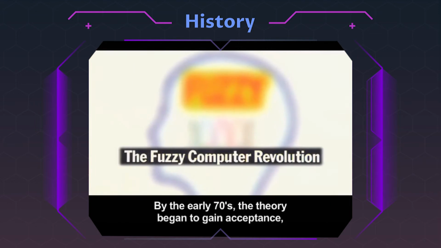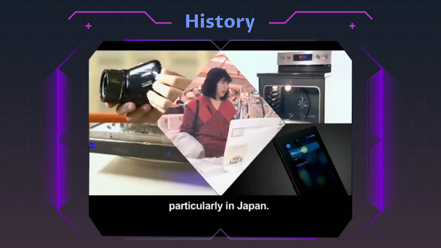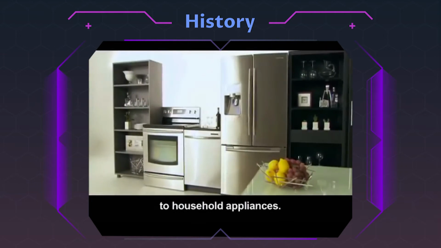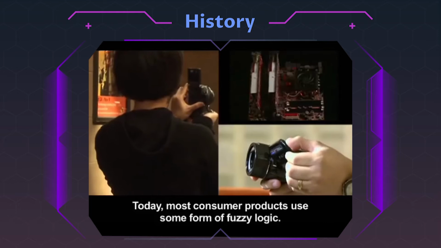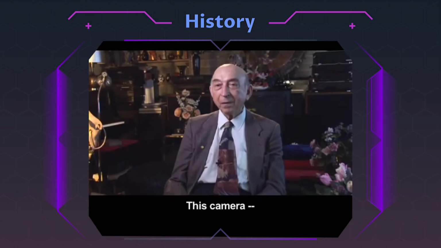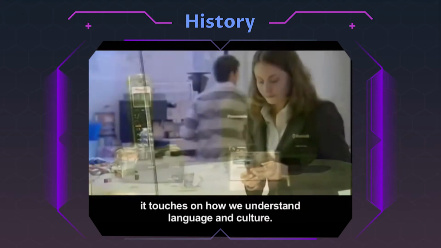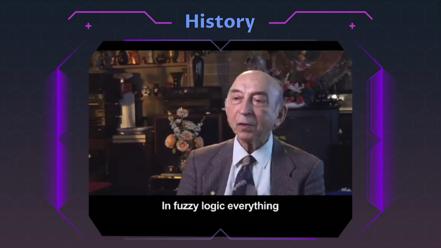By the early 70s, the theory began to gain acceptance, and fuzzy logic products started to pop up everywhere, particularly in Japan. It was integrated into everything from civil engineering machines to household appliances. Today, most consumer products use some form of fuzzy logic. This camera probably uses fuzzy logic, you see. Fuzzy logic not only makes better machines, it touches on how we understand language and culture. In fuzzy logic, everything is or is allowed to be a matter of degree. So this is a big thing.